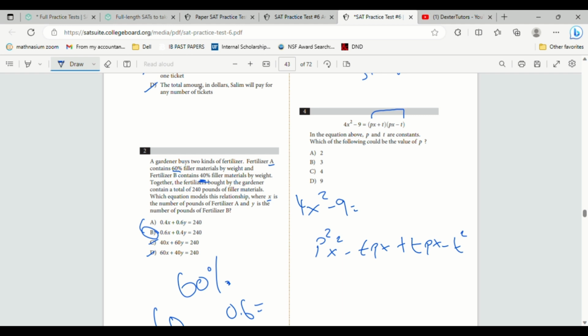That's because we did the first two terms, the outer two terms, the inner two terms, and the last two terms. And now we're going to combine any like terms. We see that this minus T px and plus T px cancel out, leaving us equal to P squared x squared minus T squared. And so now the question asks which of the following could be the value of P. And so we can see that P squared is taking place of the 4 if we were to look at these two equal parts as like a mirror of each other. And so the 4 equals the P squared, and then taking the square root of both sides, you get P equals 2.